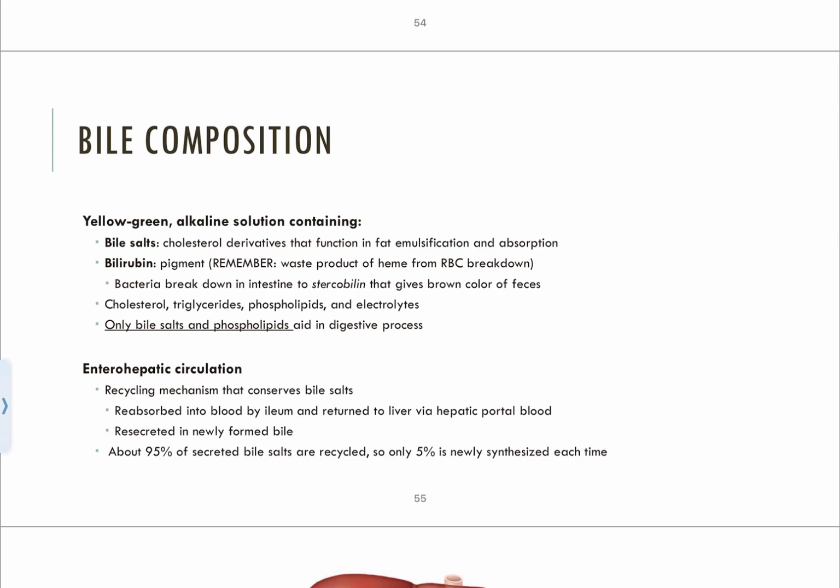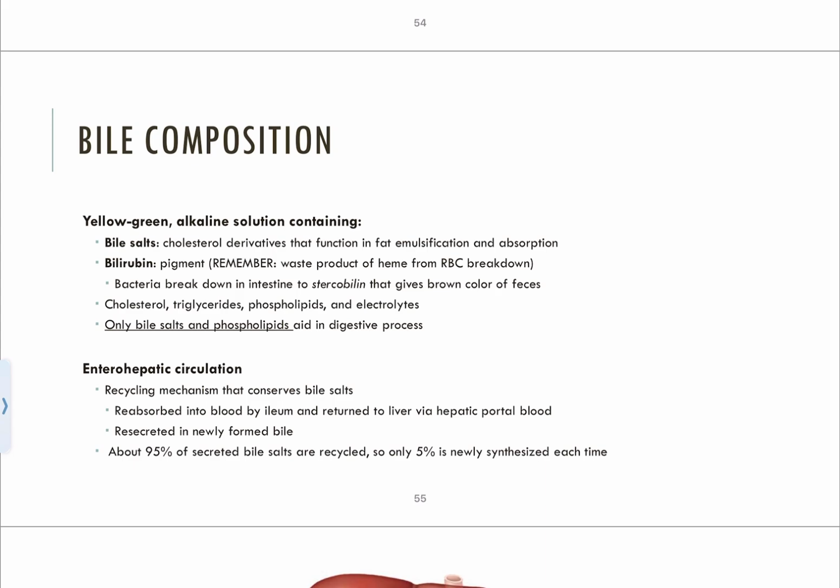Bilirubin, this is a pigment, and if you remember back to our blood chapter, bilirubin is a waste product of heme from red blood cell breakdown. Bacteria in the small intestine break it down and turn bilirubin into stercobilin, and that's what gives our feces the brown color. We also have cholesterol, triglycerides, phospholipids, and electrolytes in there as well. Only bile salts and phospholipids are actually aiding in the digestive process.